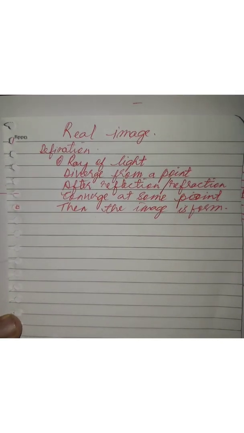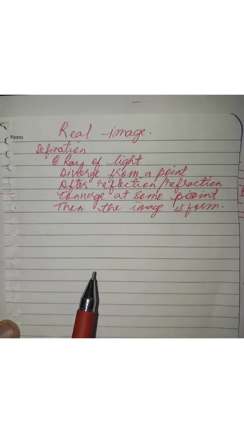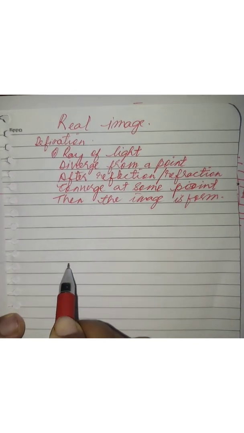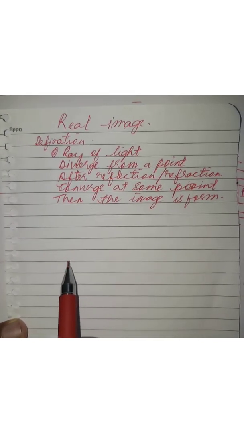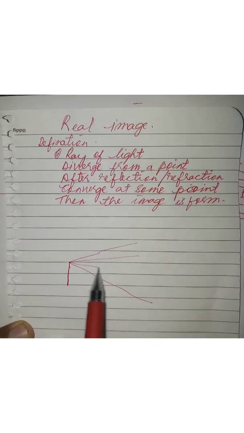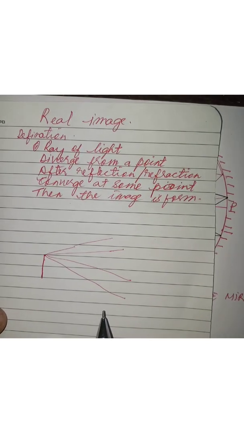By definition, from the book, when a ray of light diverges from a point, let's say this is a point, diverge means it moves from a single point this way. There are thousands of light rays, but let's consider only these four. After they diverge from a point, after reflection or refraction, they converge at some point.